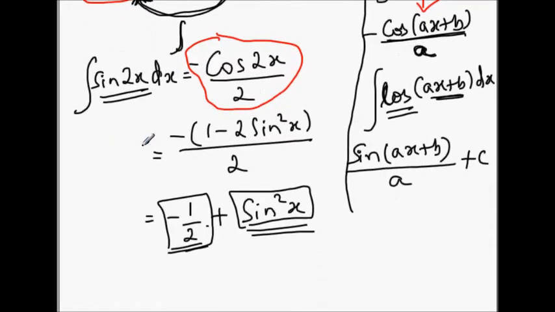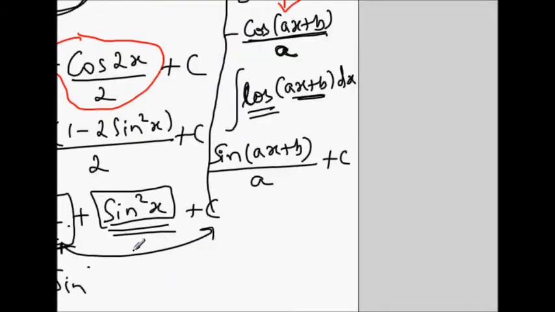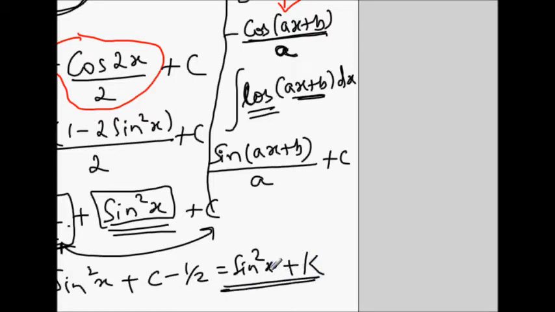Hope that makes sense. So this constant is the constant that we usually add with this. So plus c, and c plus minus half could be taken as some other constant. So we say sine square x plus c minus half would be sine square x plus another constant k, where k is c minus half.